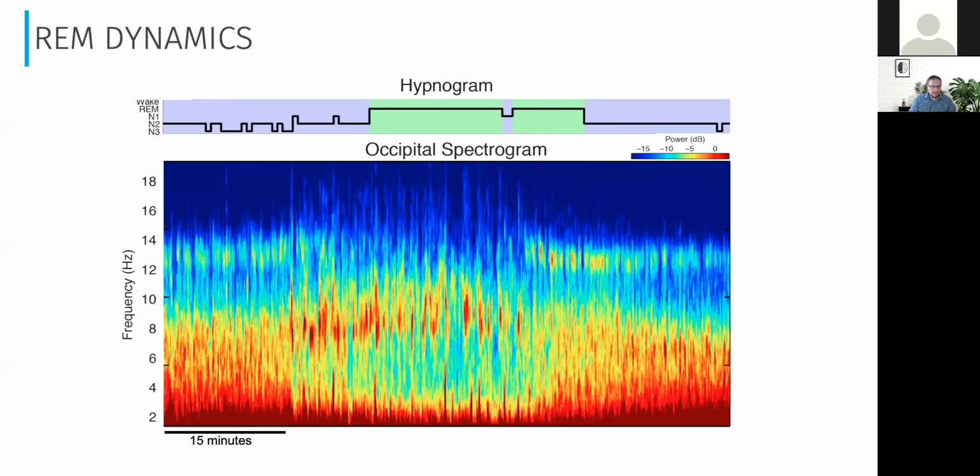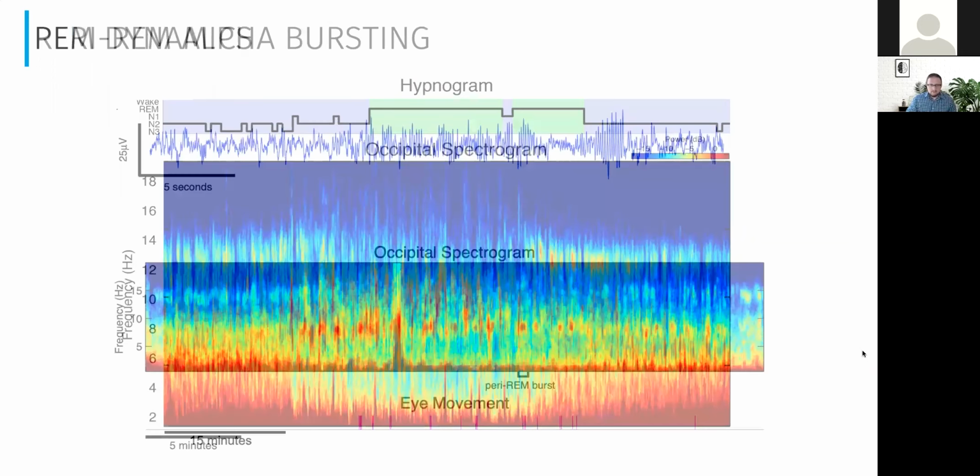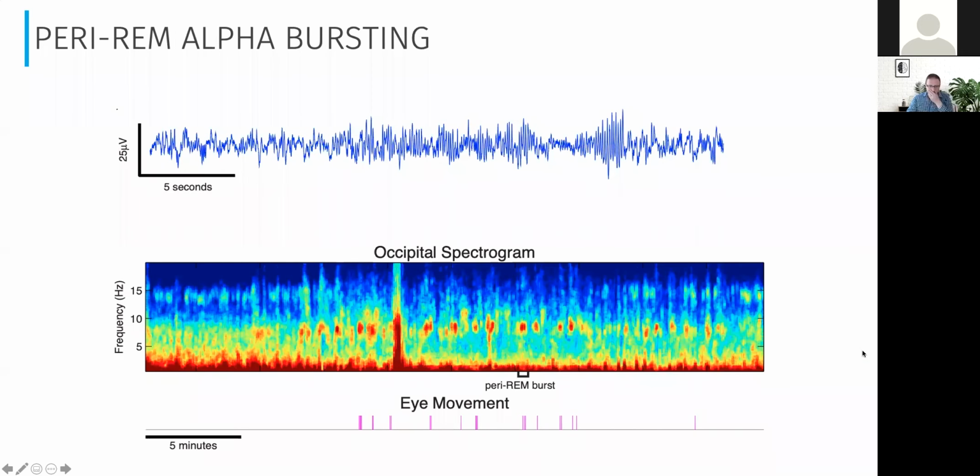So let's move to REM, and we'll move along here because we're running out of time. One of the interesting things that we observe during REM, which is not really noted for in any of the scoring literature, is as the subject goes to REM, we see this very low long period alpha bursting. And this has been noted in the scientific literature in specifically work by Prerau's group. But we call this peri-REM alpha bursting because it occurs before and after REM.